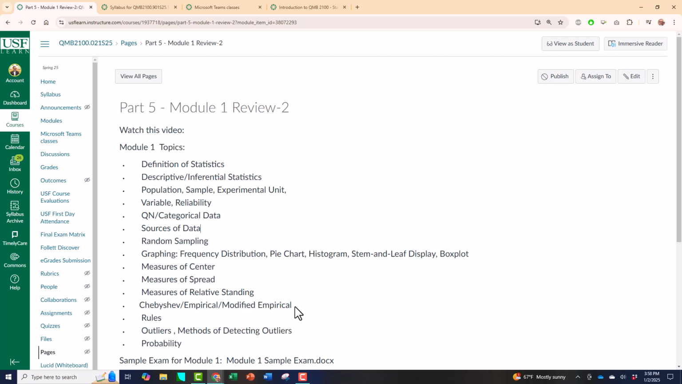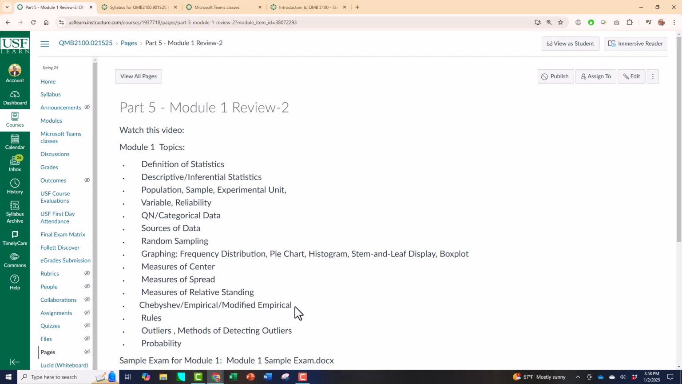If you're forced to use Chebyshev, where the distribution is just weird, it can't really be described as symmetric or skewed, it's just this weird, ugly distribution, then we bump that out to 3 standard deviations. And so using z-scores, we'd call an outlier something outside ±3. If we're using Chebyshev, we bump that to ±3, compared to ±2 if we're using the empirical or the modified empirical.